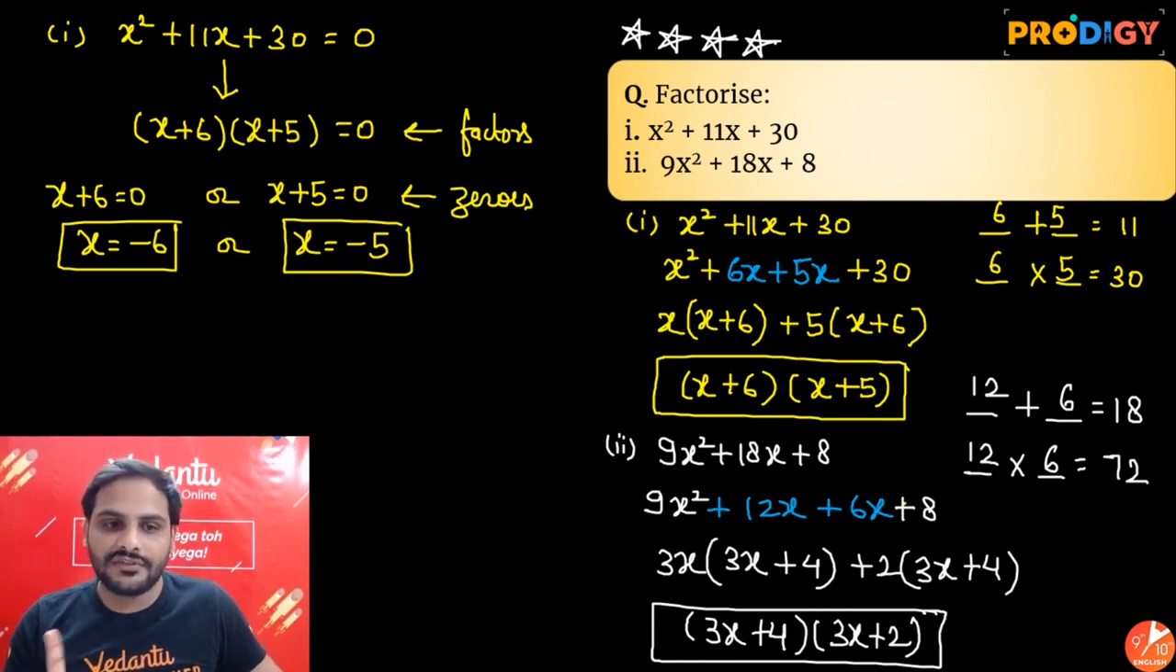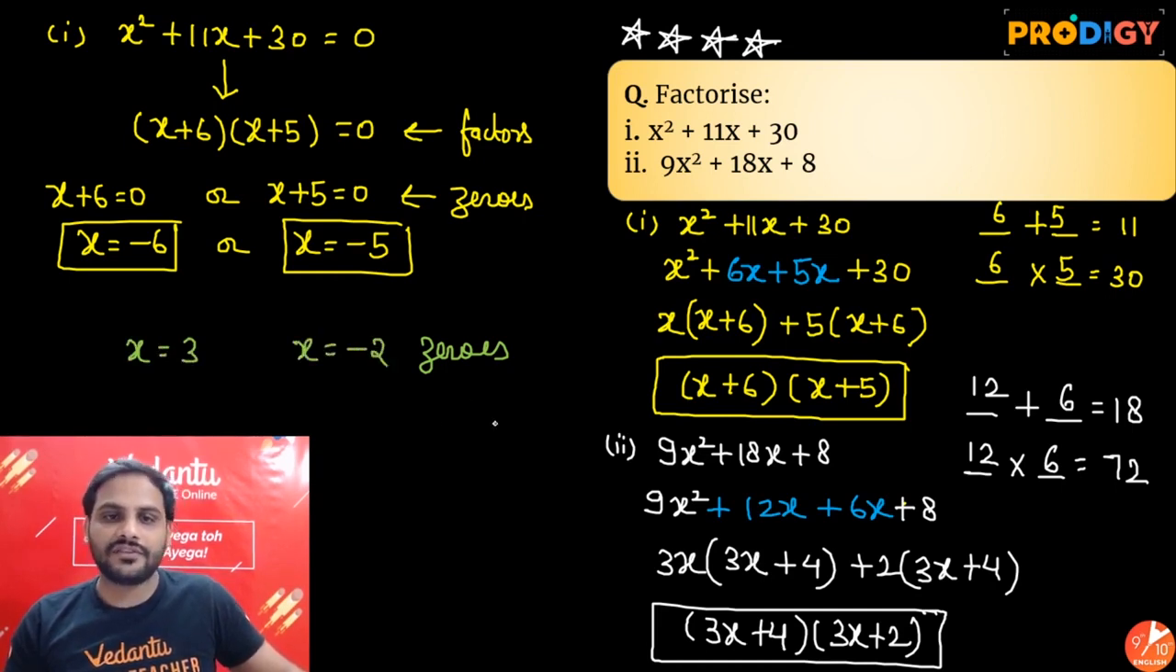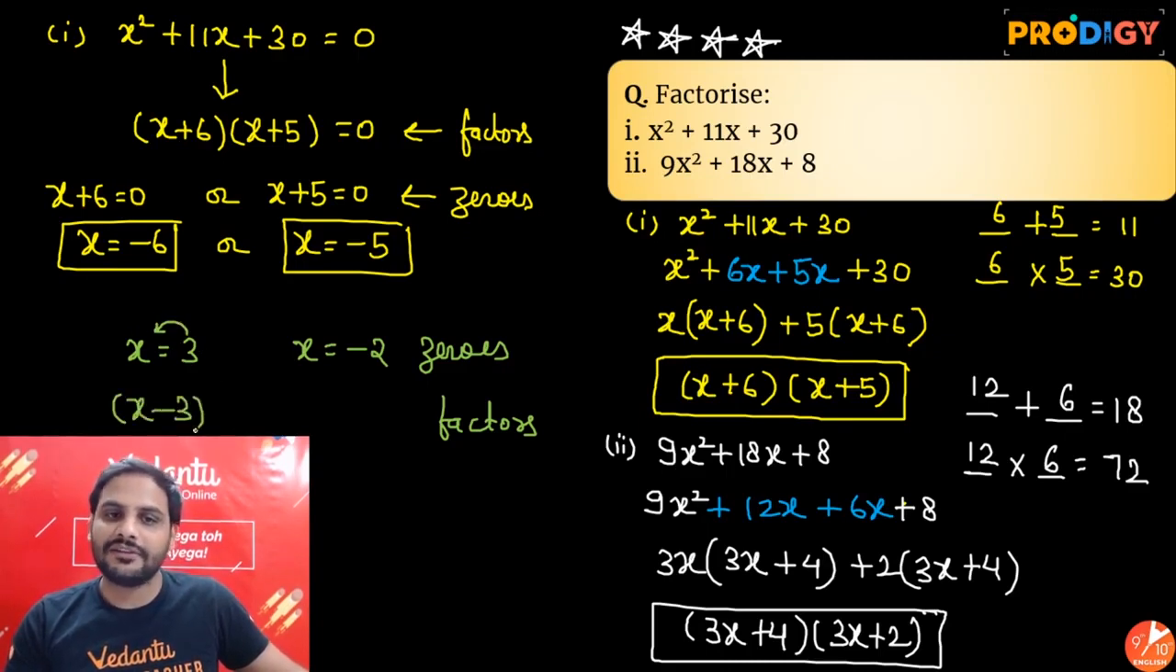Now, how do you convert zeros into factors? If I give you the factors, how do you get zeros? Make the factors equal to 0. Now, suppose there is a polynomial whose zeros are x equal to 3 and x equal to minus 2. If I ask you what will be the factors of this polynomial, it is simple, shift this 3 over there. 3 will become minus 3. So x minus 3 will be one factor, and shift minus 2 over there, plus 2. So x plus 2 will be your another factor.